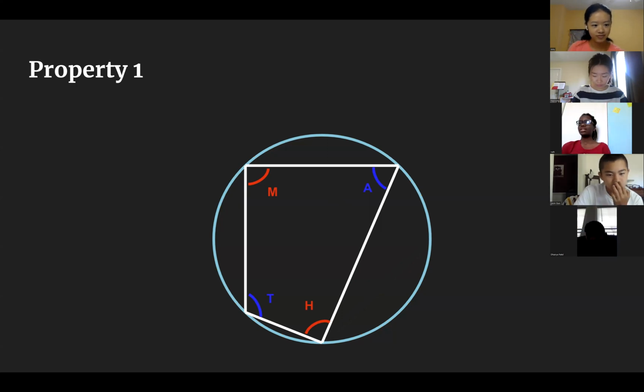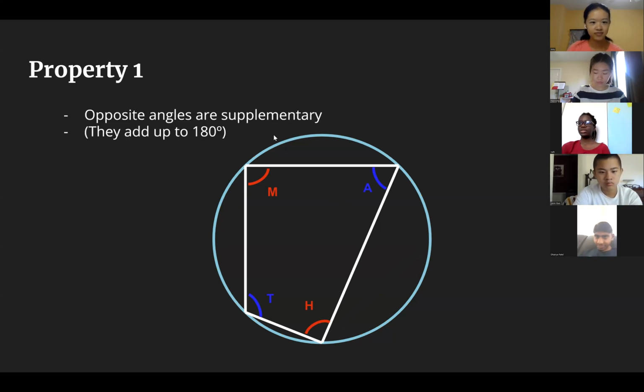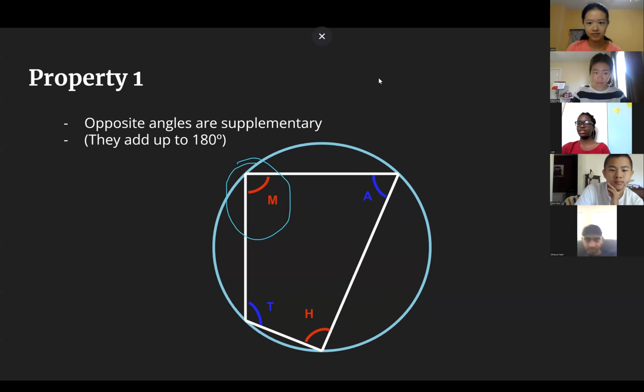So the first property is that the opposite angles are supplementary, which means that they add up to 180. So for this quadrilateral, m plus h equals 180, and t plus a equals 180.